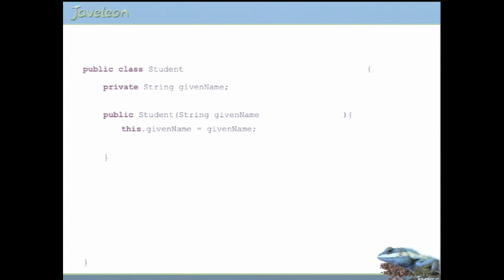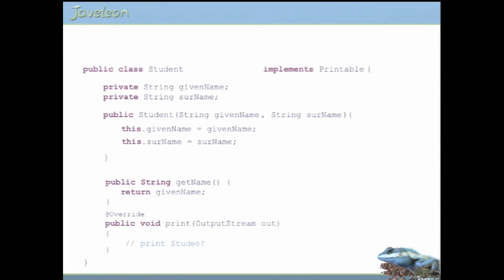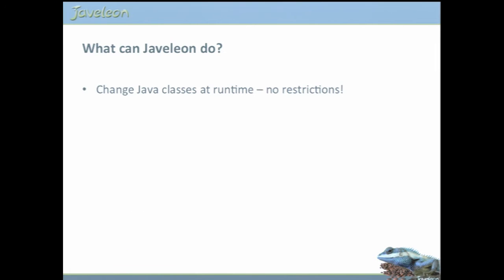So with Javeleon, if you have this class, you can add fields, you can remove fields, you can add or change constructors and methods, you can add new methods, you can even implement new interfaces at runtime, and you can also extend new classes, so change the superclass. Those are pretty unique features. So basically you can simply change Java classes at runtime, no restrictions.